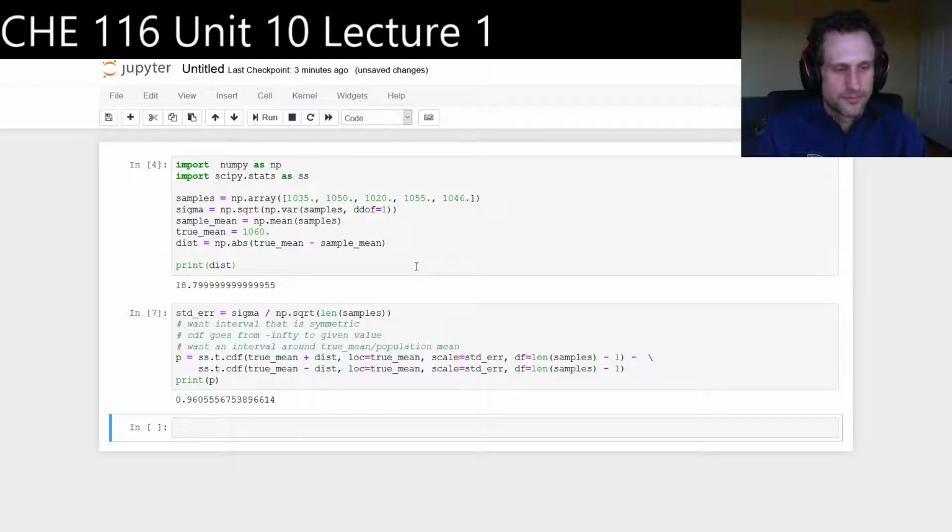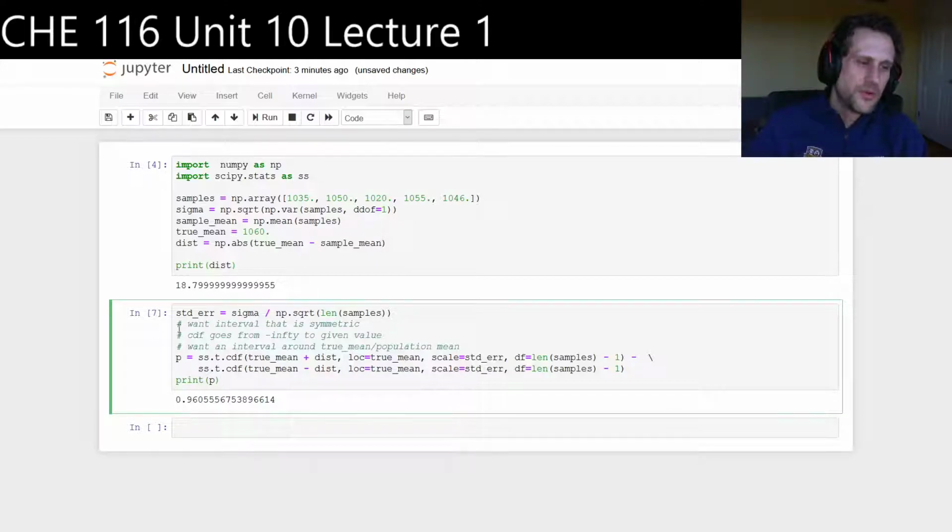So the result is 0.96. I switched it, right? This is the inner interval. We want 1 minus that. So 1 minus this. Okay, so there's our p-value, 0.039.